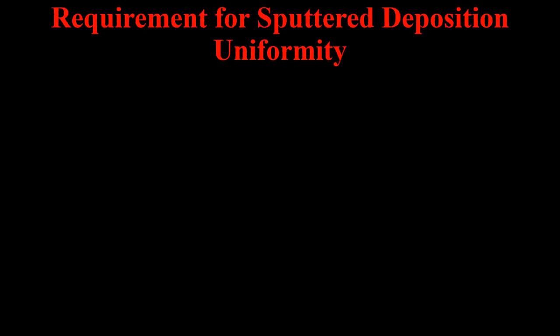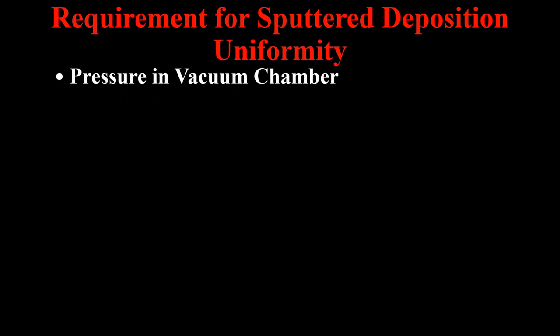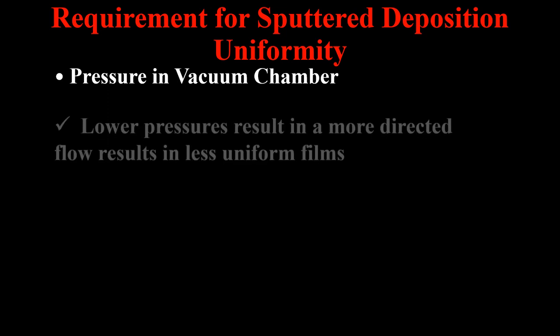So now, what are the requirements of getting a uniform sputter deposition? There are some physical parameters which we need to adjust during the sputtering in order to get a uniform sputter deposition. Number one is the pressure. Pressure inside the sputtering chamber is very important.